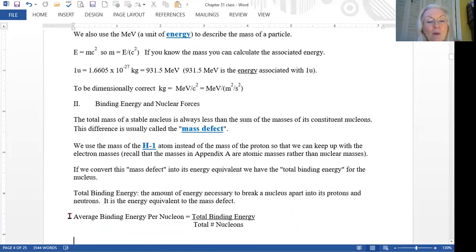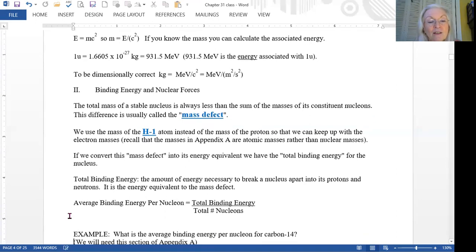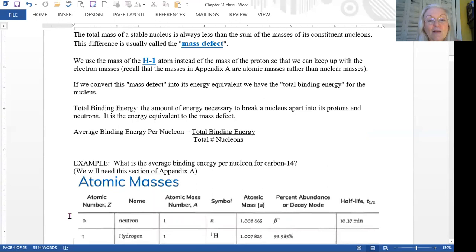There is an average binding energy per nucleon, which is equal to the total binding energy divided by the total number of nucleons. Remember, nucleons are the protons and neutrons. So let's look at an example. What's the average binding energy per nucleon for carbon-14?